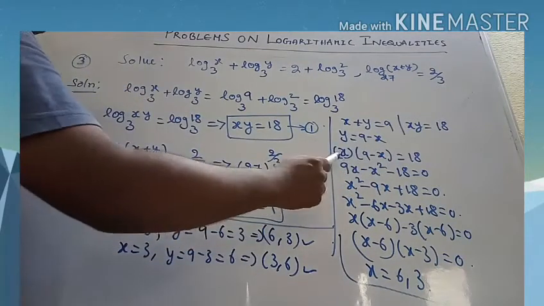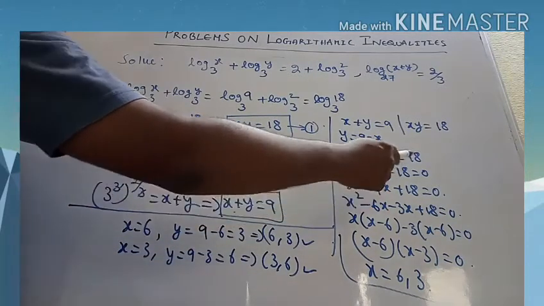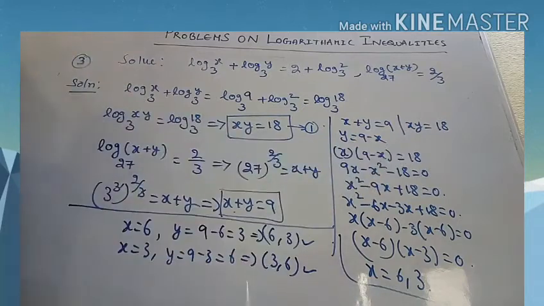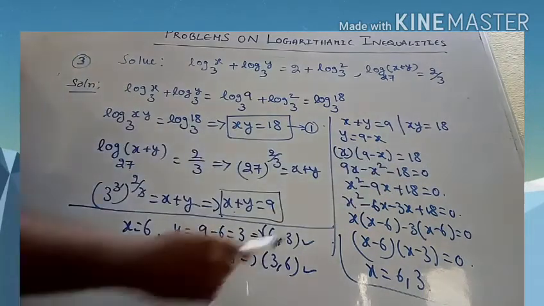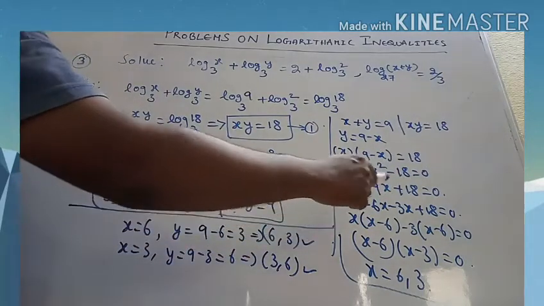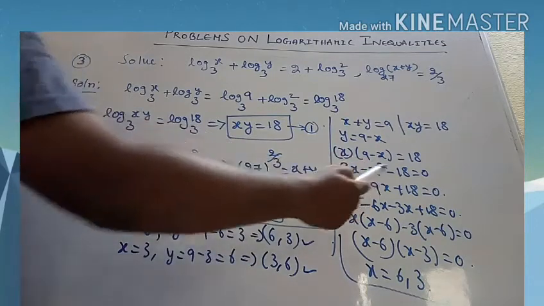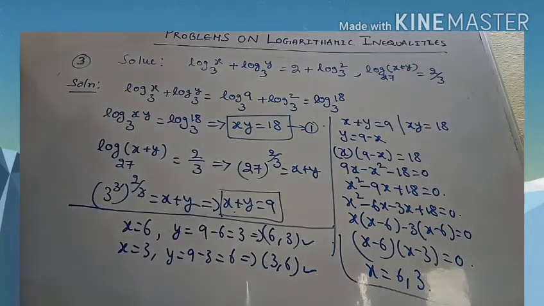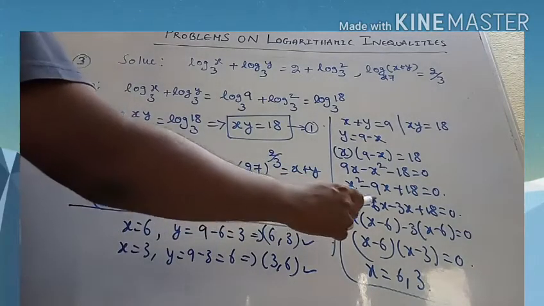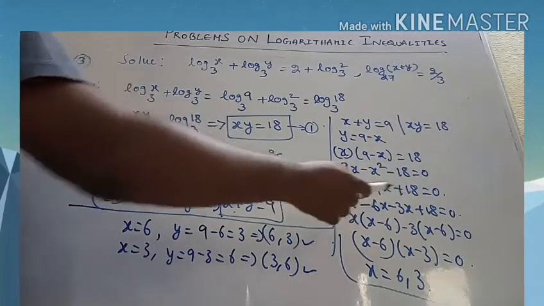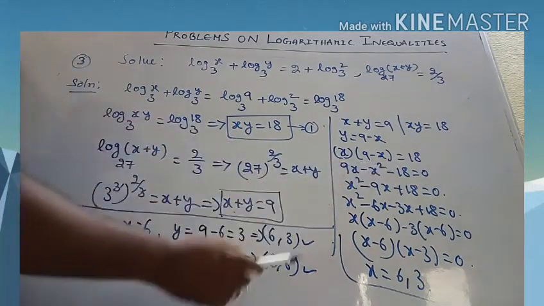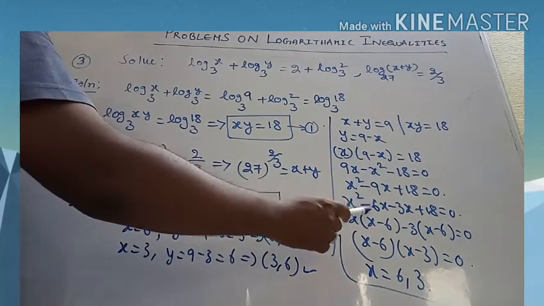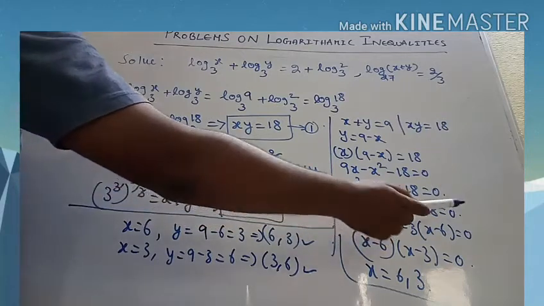You multiply: 9x minus x square. This 18 you bring to the left side, minus 18 equal to 0, and multiply by the negative sign, you will get x square minus 9x plus 18 equal to 0. Now this is a quadratic equation. Multiplied means 18, adding means minus 9x. Minus 6x and minus 3x are the suitable terms which satisfy these conditions. Therefore x square minus 6x minus 3x plus 18 is equal to 0.